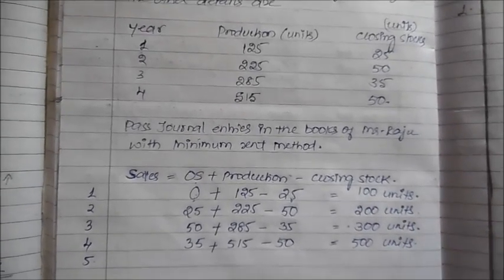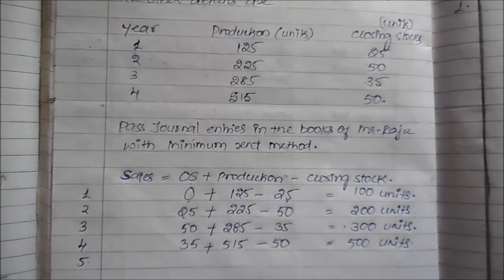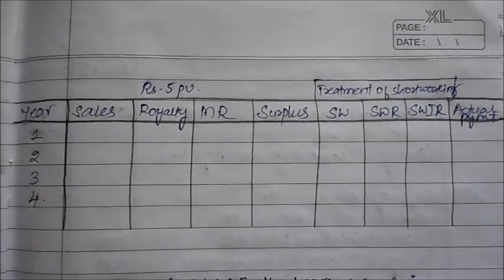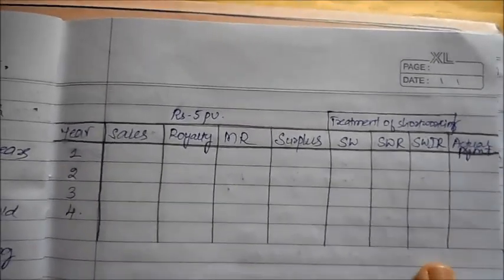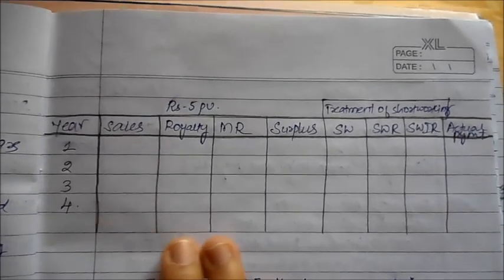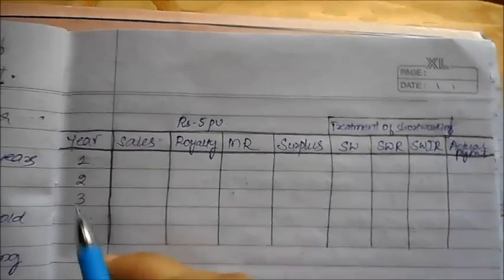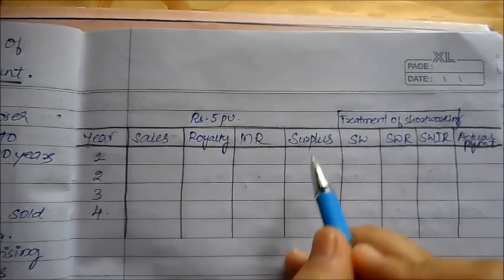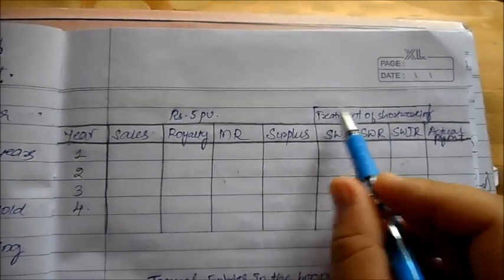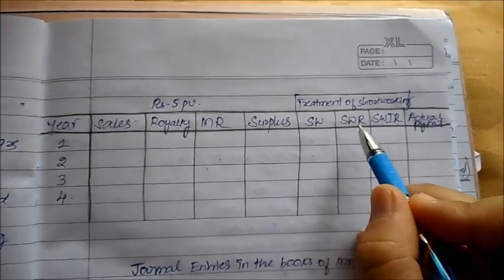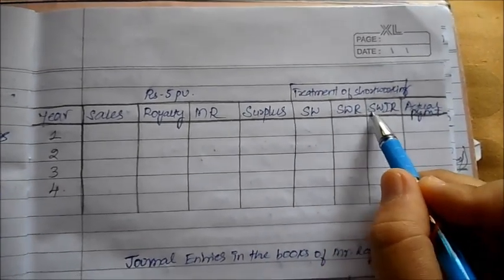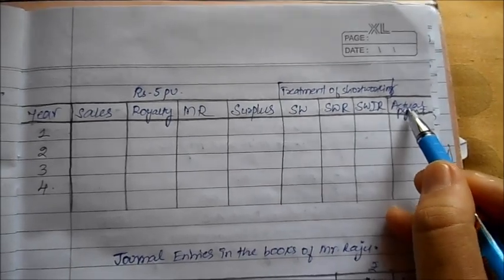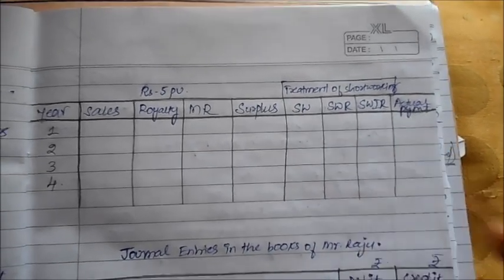Okay, so now I will direct you to the actual table of analysis. If we understand the table of analysis, this is exactly how the pattern of the table should look: years, sales, royalty, minimum rent, surplus, treatment of short working, recovered, short working irrecoverable, and the actual payment which is made to the owner of the asset.